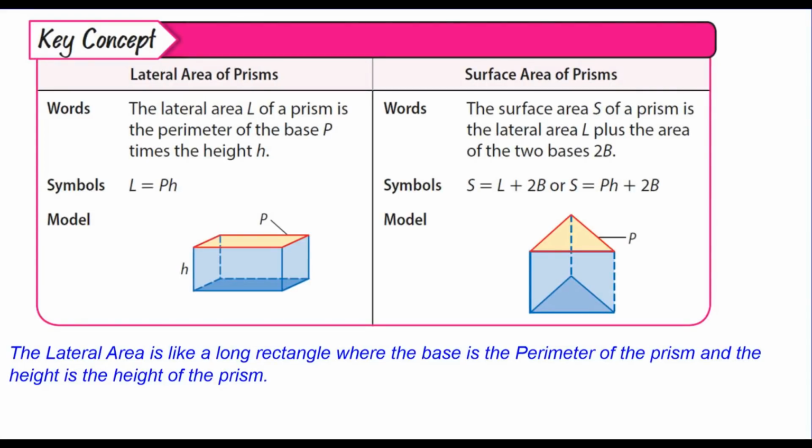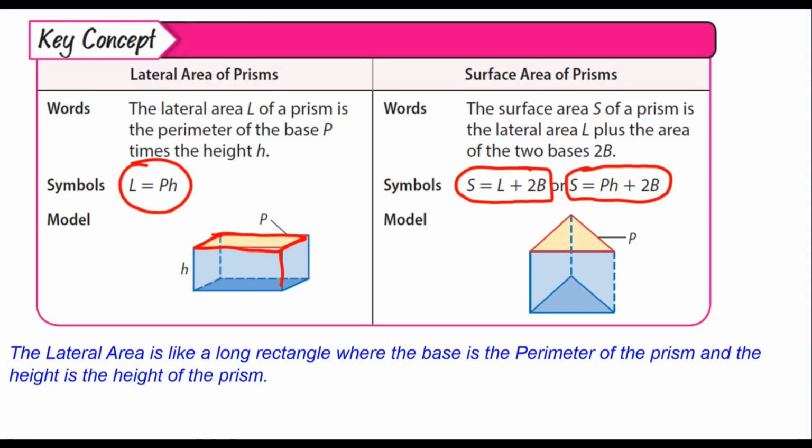So this is a little more in depth here. Here's our formula. Again, the lateral area is like a long rectangle where the base is the perimeter of the prism, and the height is the height of the prism. So again, we can think of our lateral area here as the perimeter times the height. That perimeter here is in red. That's going to be the length of that long rectangle. We multiply that by the height. And then we have the two bases that we need to add on. So total surface area is going to be the lateral area plus two bases, or perimeter of the base times height plus 2 times the bases. So a little more complex, but not that complex if you really think about how we're putting this together.